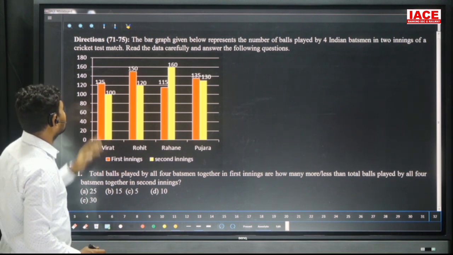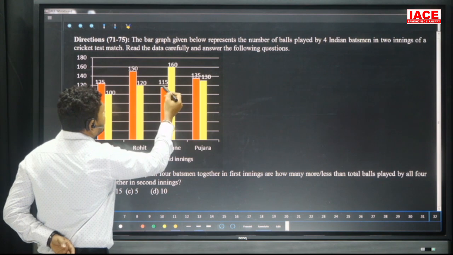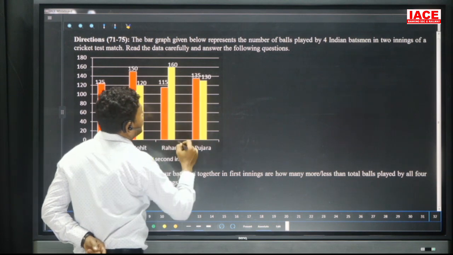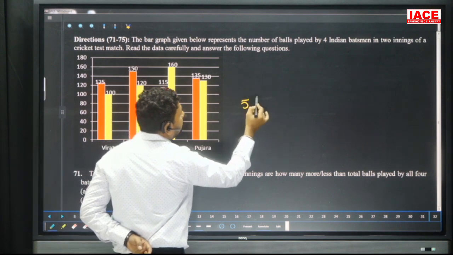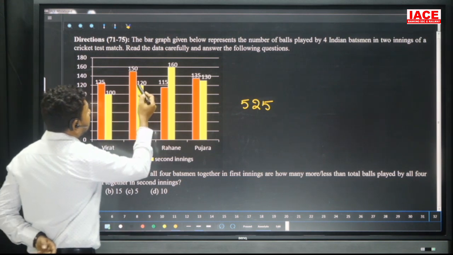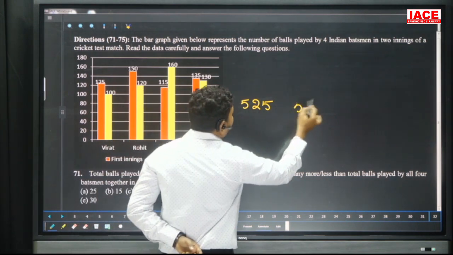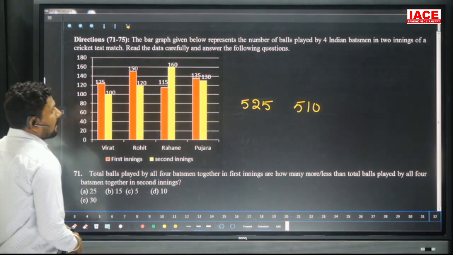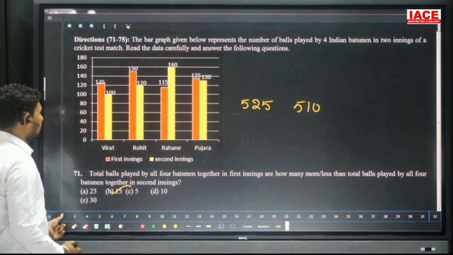This is the first innings and this is the second innings. Here calculate the first innings value. 125 plus 150, 275. 275 plus 100, 375. 375 plus 15, 390. 390 plus 135, 390 plus 100, 490. 490 plus 35, 525. This is the first innings value. Coming to the second innings, 100 plus 120, 220. 220 plus 160, 380. 380 plus 130 is equal to 510. So here 510 to 525, difference is how much? 15. Option B. Next question.